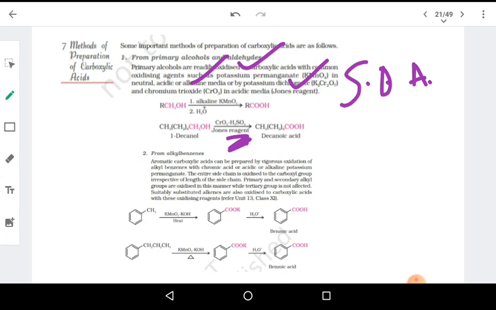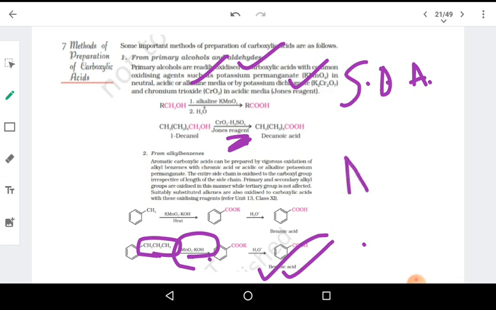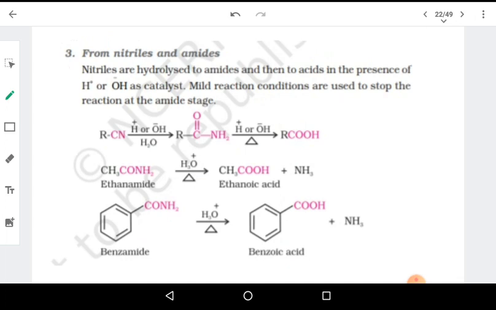Let us now talk about alkyl benzenes. So whatever be the alkyl group, that is converted to an acid if I treat it with KMnO4 in the presence of KOH. That is important. Very, very important. Let us now talk about nitriles and amides. How to prepare these two?